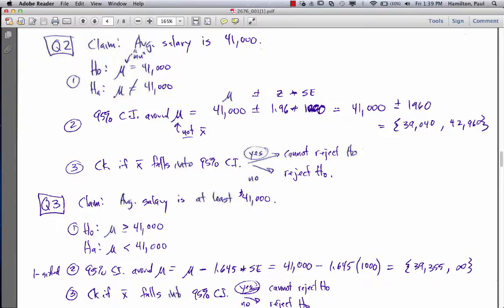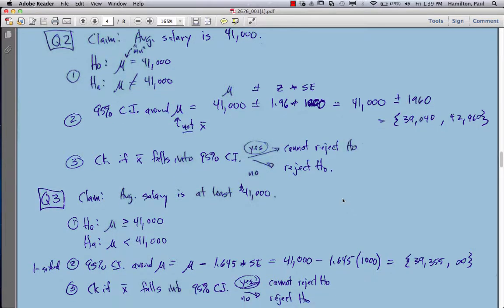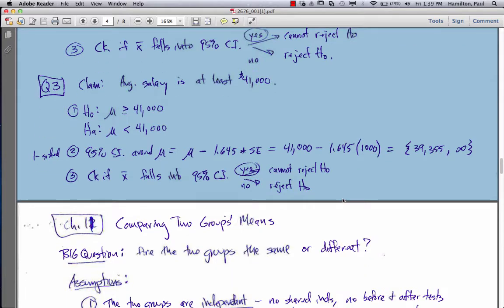So if we got 40,000, or if we got 42,800, that's kind of close, but technically it's within the acceptable range, so we cannot reject our claim. If it is 39,000 or 35,000 or 50,000, then we do reject the claim. And we'll see these steps over and over. Okay, let's go down to another question here.